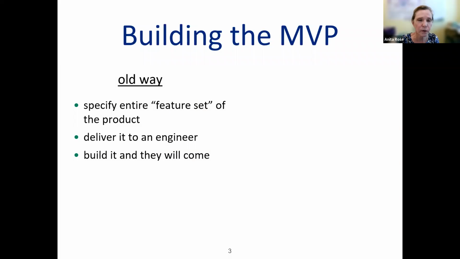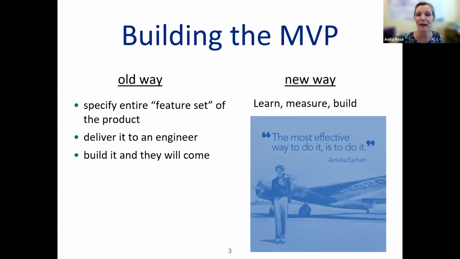Okay, so we've mentioned this before, just to reiterate here again, the old way, we featured a set of products. We delivered it to an engineer, we built it, and we're like, yeah, they will come. And now we've taken things to a different level. Now we are looking at learning, measuring, and building, right? I'm repeating that several times here because I just want you to remember this method instead of just going straight in and starting to build a product. We don't want to do that. We want to build at the end.